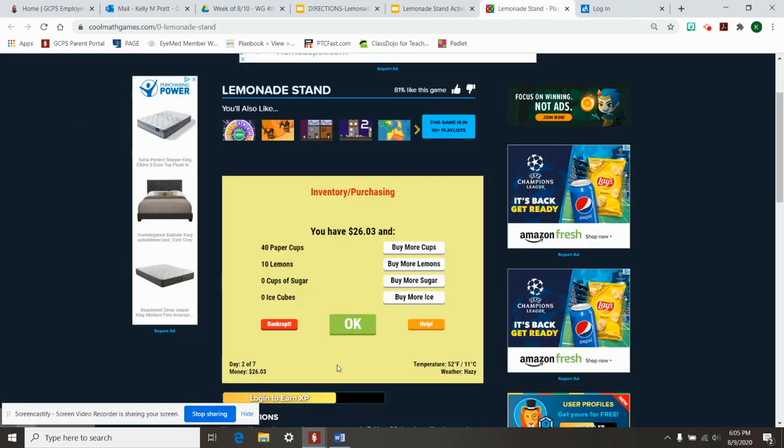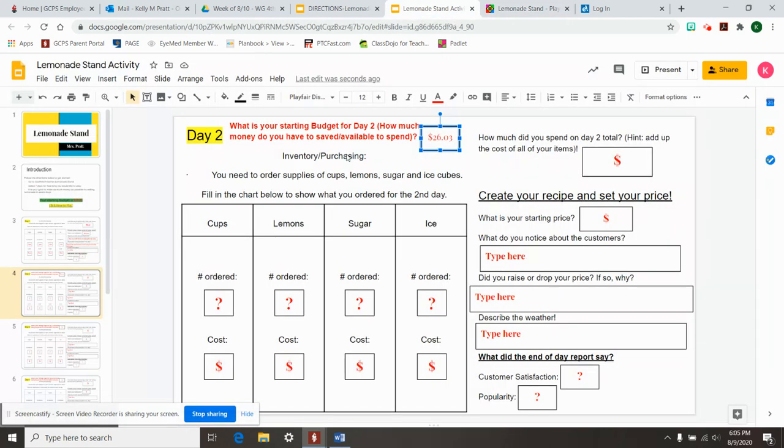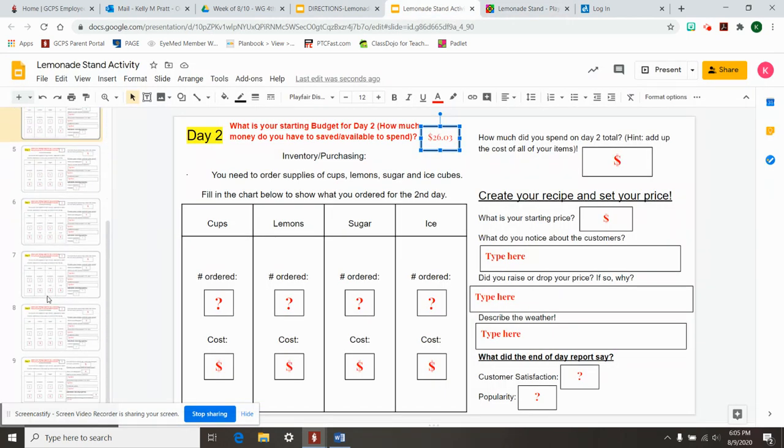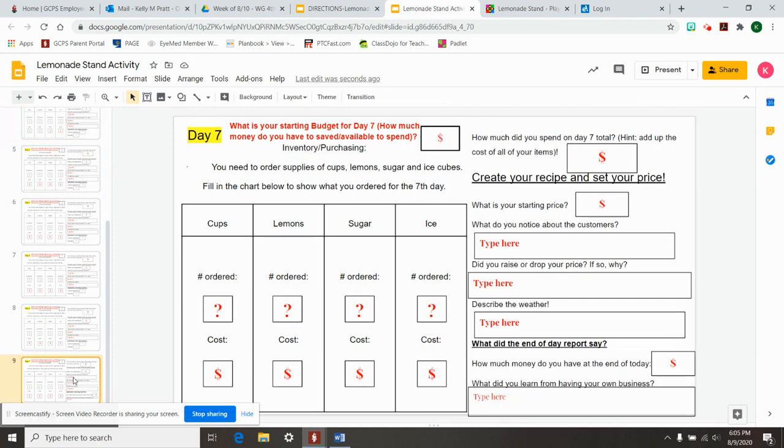Okay, so you're going to go through the next 7 days, filling out all of your slides for all 7 days. And then by the end, you'll be able to say how much money you have at the end of today, meaning the end of your business. And then what did you learn from having your own business? You're just going to type in a little description right there. And that is how you play the lemonade stand game.